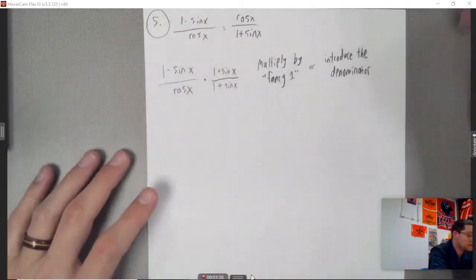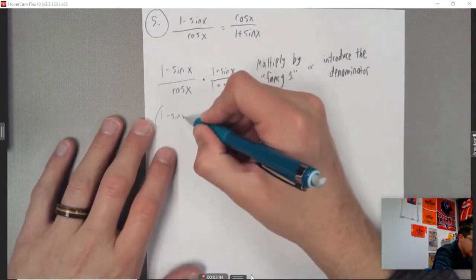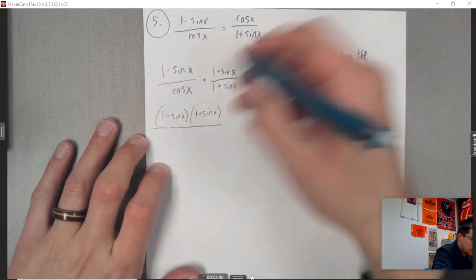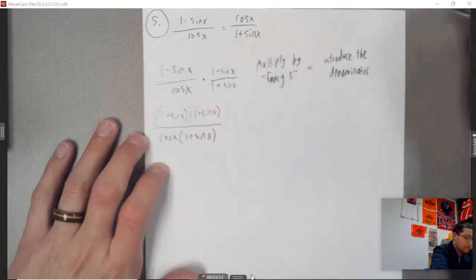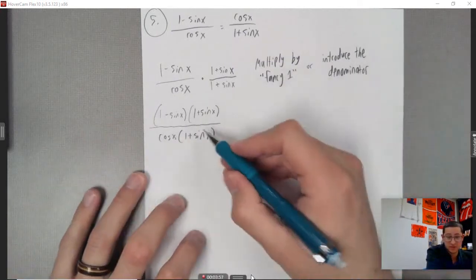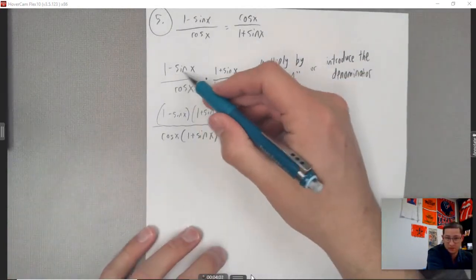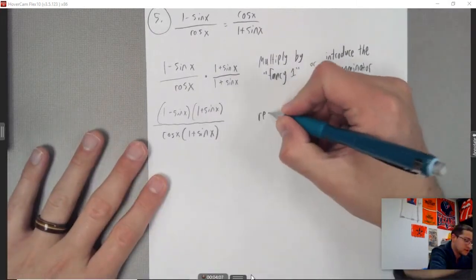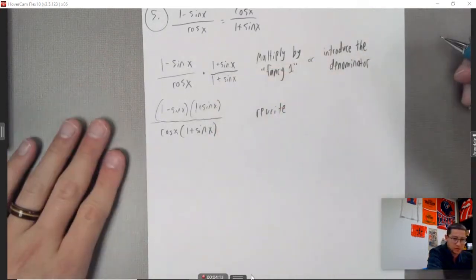Let's see what happens from here. Let's multiply everything out. Let's go ahead and write it first: 1 minus sine of x times 1 plus sine of x, and then on the bottom we've got cosine x times 1 plus sine of x. One thing people are tempted to do a lot of times is say, oh, look, I have this here and this here, cancel it. Well, guys, if we cancel it, we're literally right back up here, so don't get stuck in that loop. I'd say this is just a rewrite, showing the multiplication.